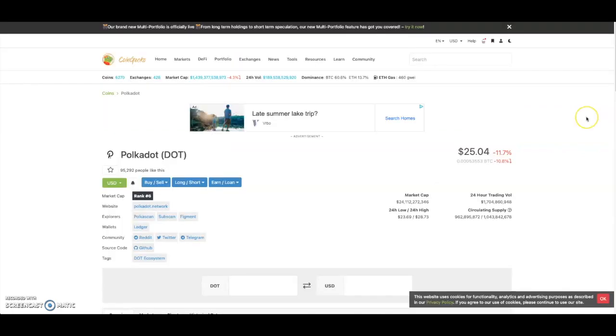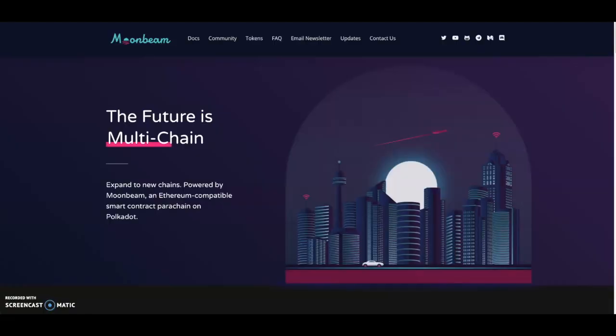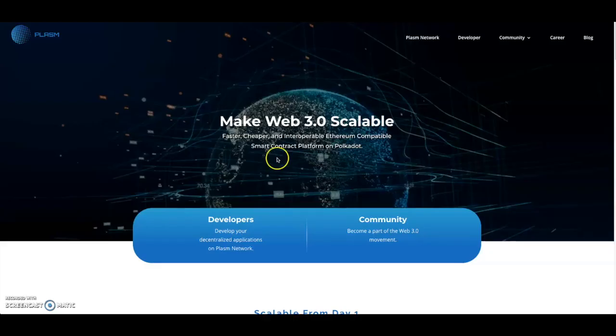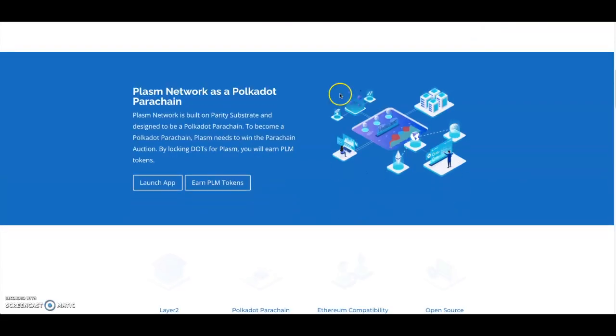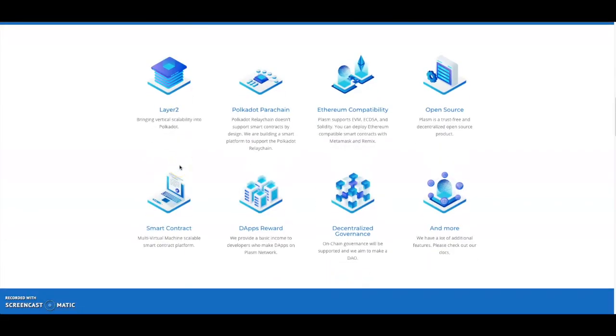Next you got, of course, Polkadot, whose ecosystem is going to launch within a few months or so, right? You're going to have the Kusama parachains, then the Polkadot parachains, and they're looking to have lower gas fees. What's interesting about Polkadot and its ecosystem is you got projects like Moonbeam and Plasm. Plasm is essentially making things scalable for the Polkadot ecosystem. It also has an Ethereum virtual machine where the compatibility is there. Basically, it supports Ethereum tokens, so you can deploy an Ethereum smart contract with MetaMask and Remix.